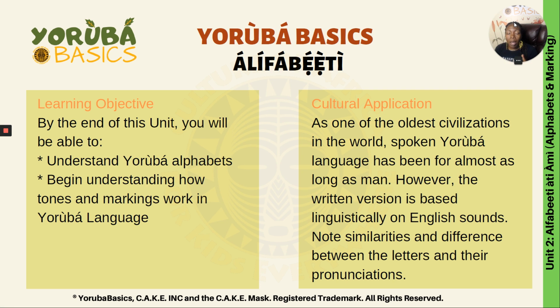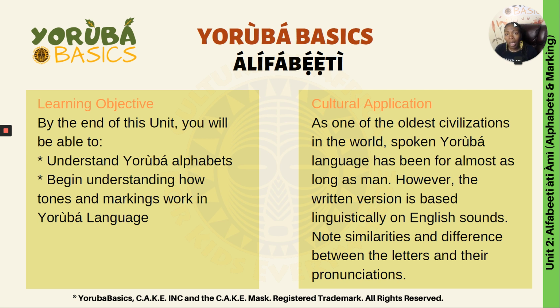Okay, so by the end of this lesson, you will understand what the Yoruba alphabet is, and you're going to begin getting an introduction to tones and markings in the Yoruba language. As far as the cultural application is concerned, Yoruba is one of the oldest civilizations in the world, and the language is spoken mostly in West Africa, but really all over the world, including Brazil.